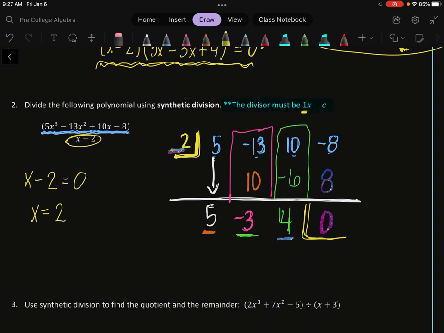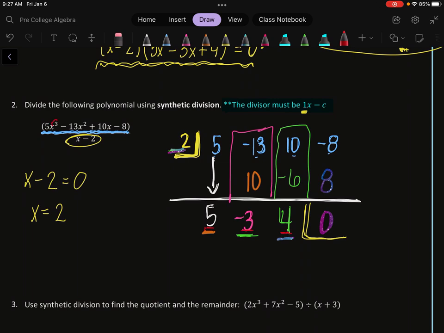Okay. Now you're like, well, we just have numbers. How do we make this into a polynomial, right? How do we write this answer out? So in the homework tonight, it's going to say, what is your quotient, which would be the answer we find first, and then what is your remainder, which we see here is 0. So how do we know what coefficients to put with these guys?